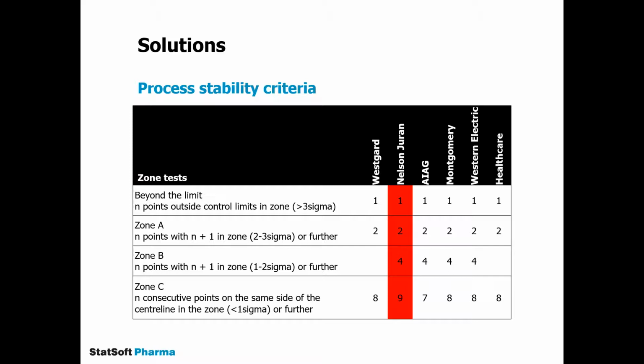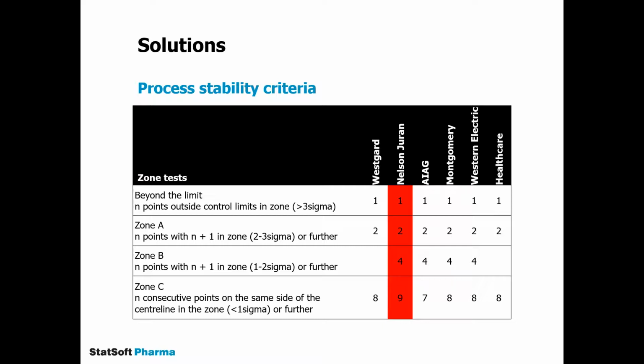Let's start from zone rules defined by Nelson as listed in the table. The first test, beyond the limits: one or more points beyond 3 sigma limits. It detects a large process shift away from the average. This is the main test in statistical process control. Test Zone A: 2 out of 3 consecutive points in zone from 2 to 3 sigma or further. Detects a large process shift away from the average. It increases sensitivity without generating too many false signals.